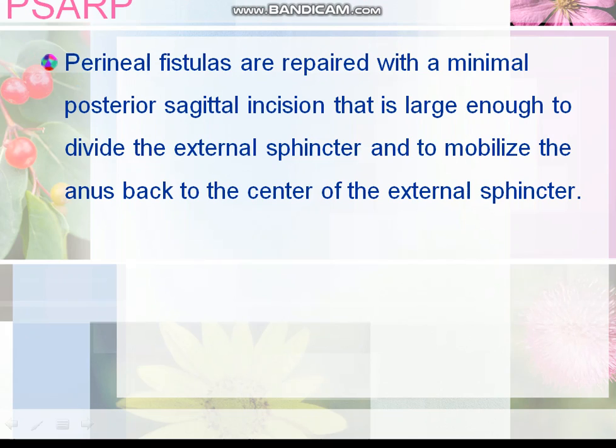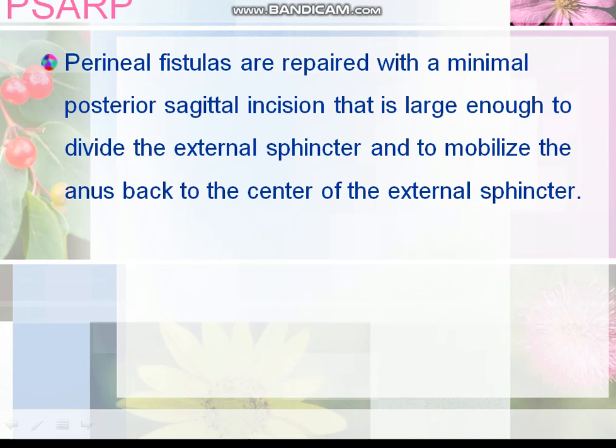After that, initially we will repair the perineal fistula. It is repaired with a minimal posterior sagittal incision that is large enough to divide the external sphincter and to mobilize the anus back to the center of the external sphincter. So first we repair the perineal fistula. We open the rectal pouch, divide the fistula from the external sphincter, and place the anus back at the center of the external sphincter.